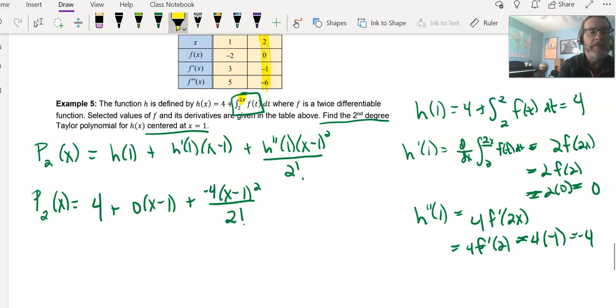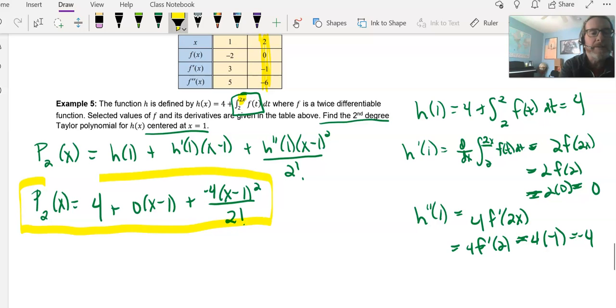All that led to my second degree Taylor polynomial, in this case, looking like that. And again, no simplification is necessary. I hope you were able to see how I was able to determine all those values. And if you do the practice problems, you'll see things similar to this in the practice problems.